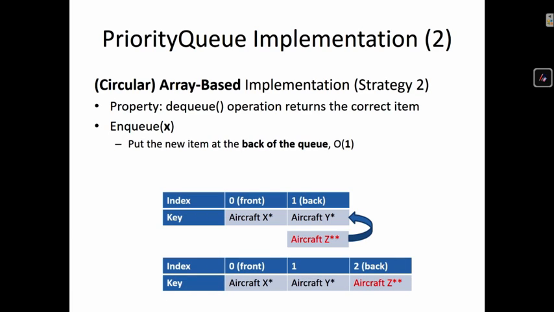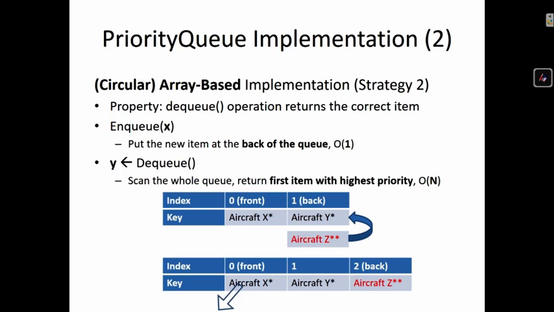How about dequeue? Dequeue, since it's not sorted, the item of the highest priority might not be at the front of the queue. So now I need to scan through my entire queue, start from the front pointer, go all the way to the back pointer, find the one that is the highest priority, and then remove it from the queue.